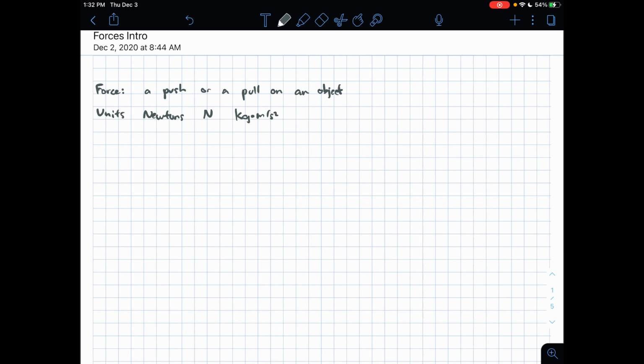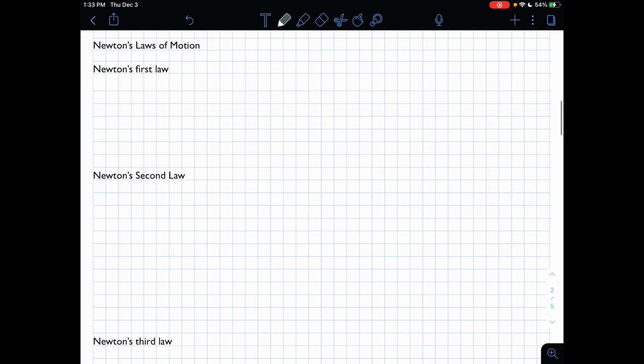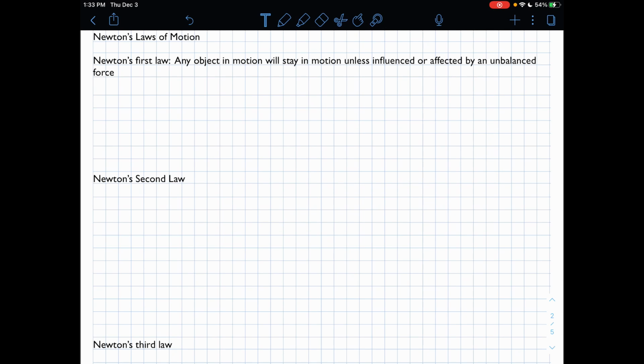So, speaking of newtons, the most important concept regarding force comes from one Sir Isaac Newton. Essentially, he discovered what we call Newton's laws of motion. The first thing that he discovered is creatively named Newton's first law of motion. It states that any object in motion will stay in motion unless affected otherwise by an unbalanced force.